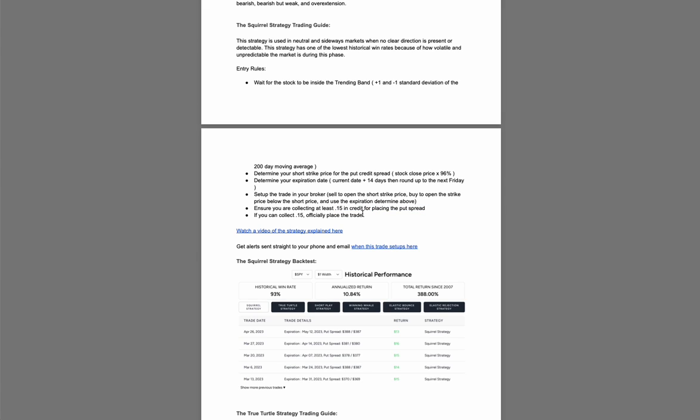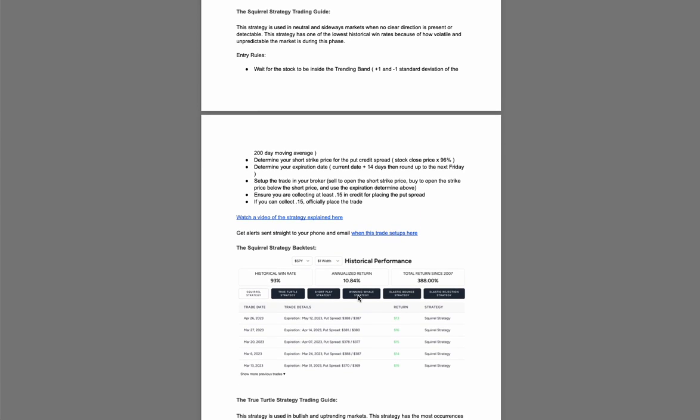This is a set it and forget it trade that has a 93% win rate. And if we do this on repeat since 2007, we're going to have an annualized return of 10.84%. So this is the beauty of following this approach. Just one strategy alone right here will make you a little over the average market return by setting trades that are set it and forget it in less than 5 minutes a week.